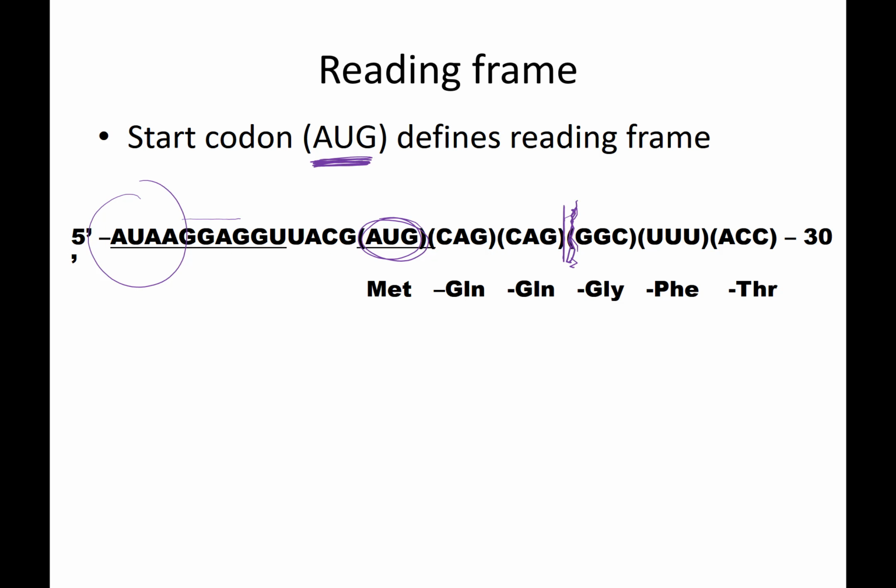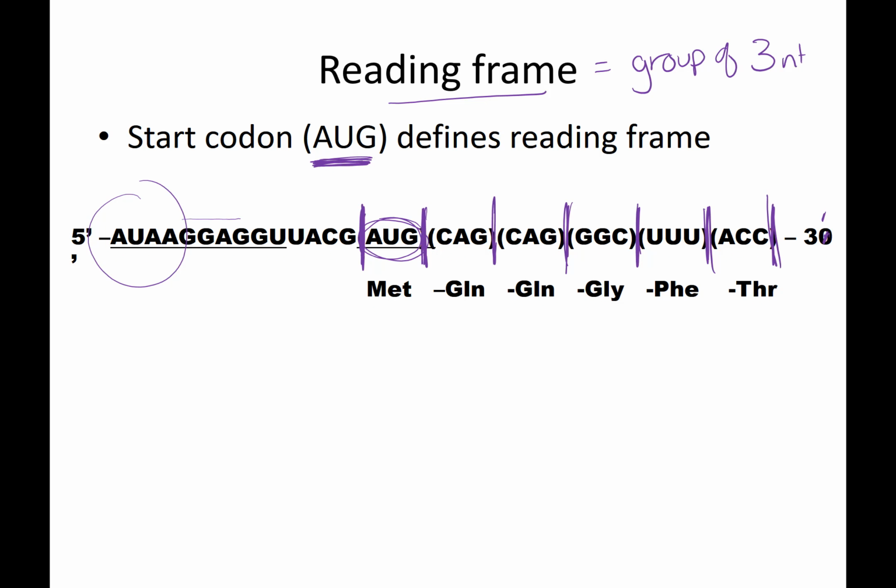That AUG starts what we call the reading frame. The reading frame is just the group of three nucleotides. So what I always do is once I find my AUG, I go 1, 2, 3, 1, 2, 3, 1, 2, 3, 1, 2, 3, and so on. Oh, and that should say 3 prime. I don't know what happened to that. I'll fix that in my notes. Oops. All right.